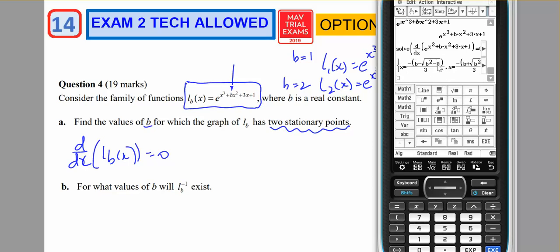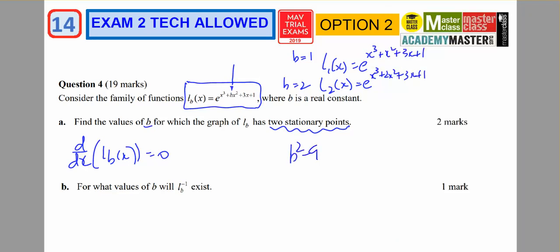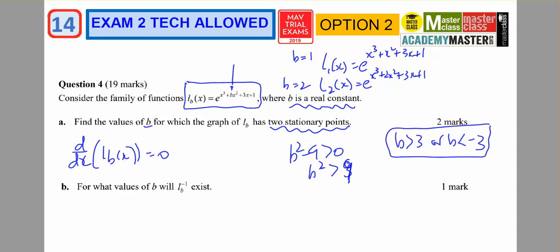Now I'll get two distinct answers if this is bigger than 0. But I won't when I don't. So I'm looking for b squared minus 9 being bigger than 0. So b squared being bigger than 9, sorry. So I want b bigger than 3 or b less than negative 3. B is a real constant, so b could equal either of them. So that's when I get two stationary points.